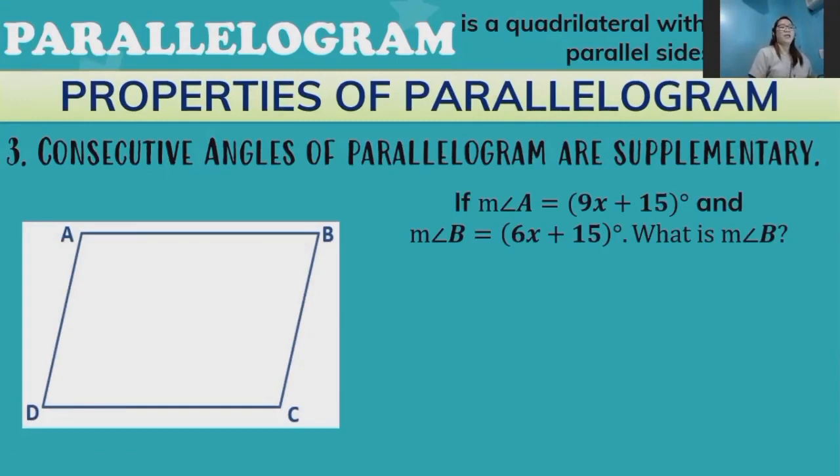If angle A measures 9x plus 15 and angle B measures 6x plus 15 degrees, what is angle B? Okay. I'm giving you a minute to solve it. Just raise your hand whenever you have the answer.